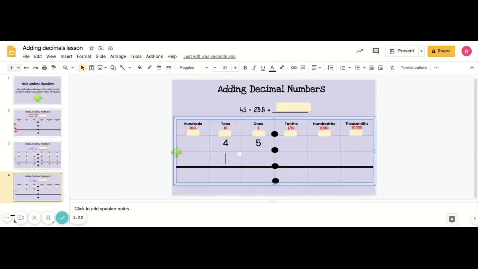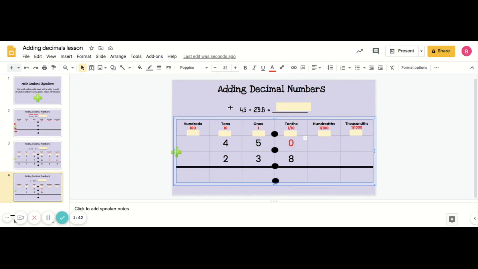Step 2 is to take our second number and place it in our place value chart. So we have a 2 in our tens place, a 3 in our ones place, and an 8 in our tenths place. Again, if we want to help ourselves, we can put a 0 here as a placeholder.